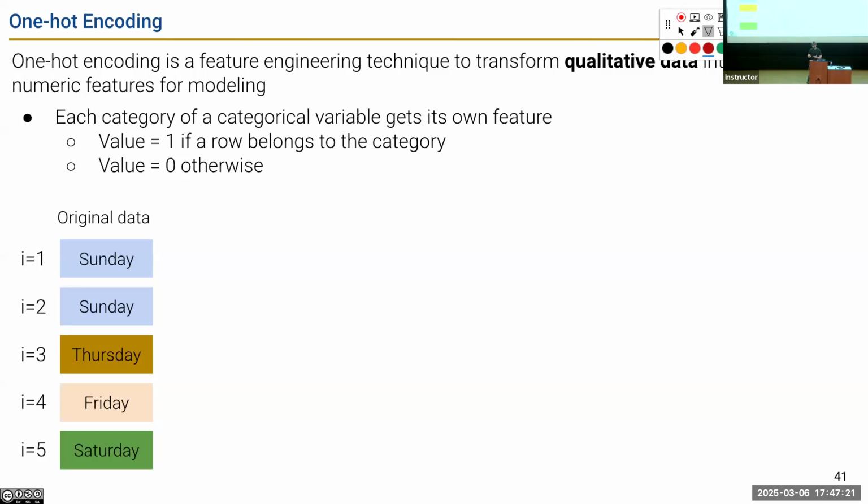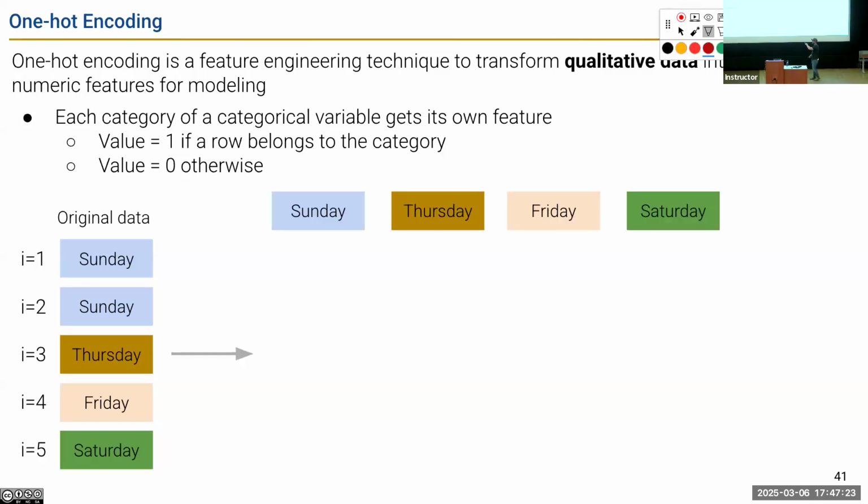So here's what you can do. You take each unique value of that column. We're going to assume that the only unique values are Sunday, Thursday, Friday, and Saturday. Notice they're in the order that they appeared in the data set. That could happen depending on the package you're using. It might do something else. It might do alphabetical order. All we need to know is that we now have 4 new columns, one for each unique value in the original data set.